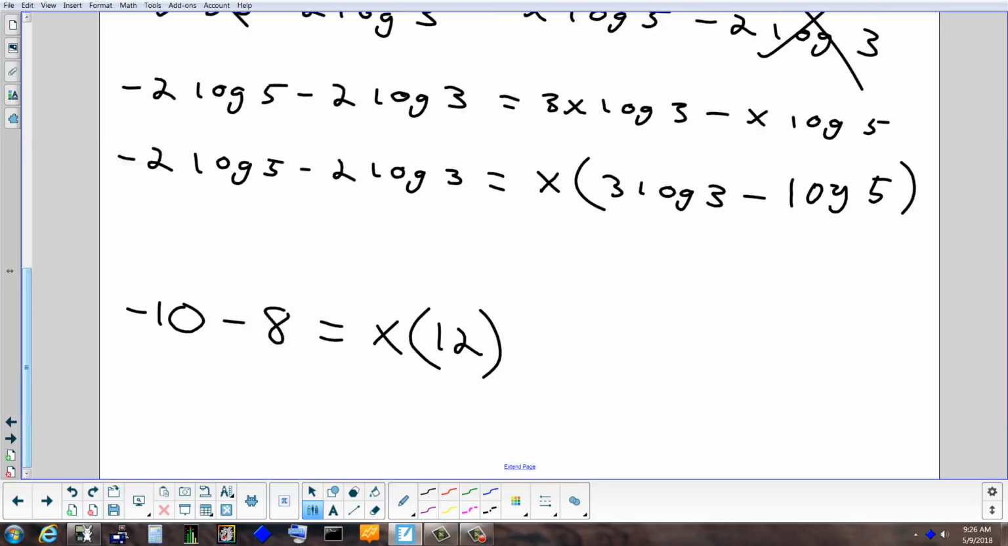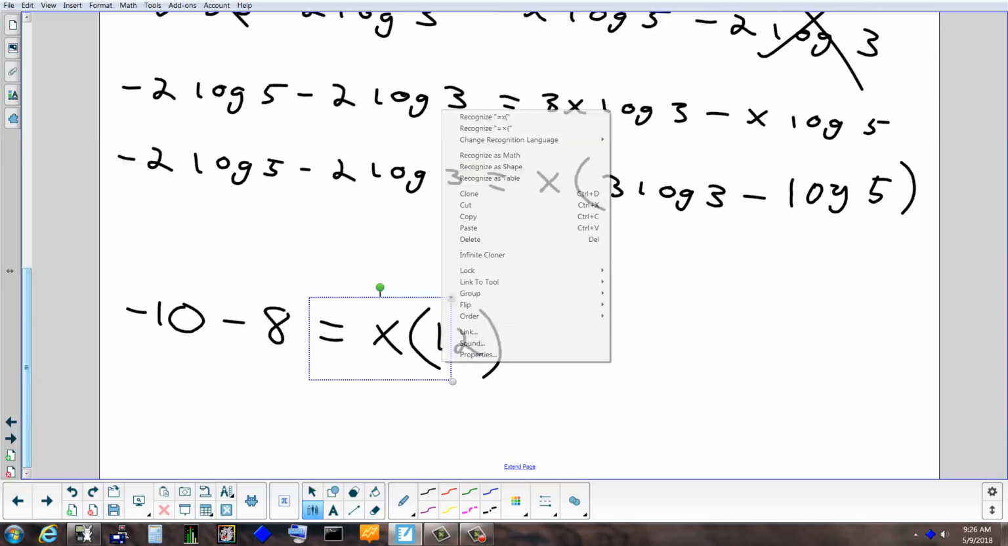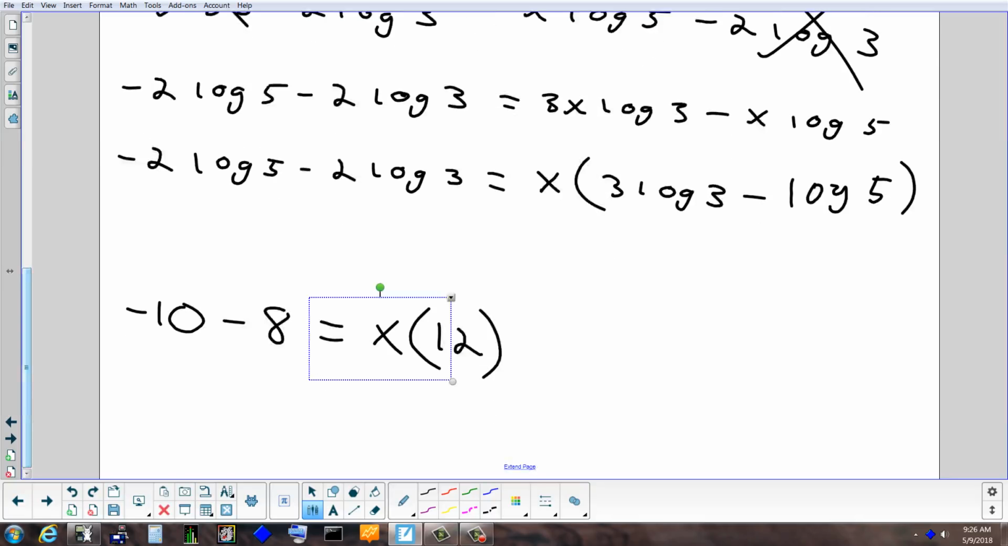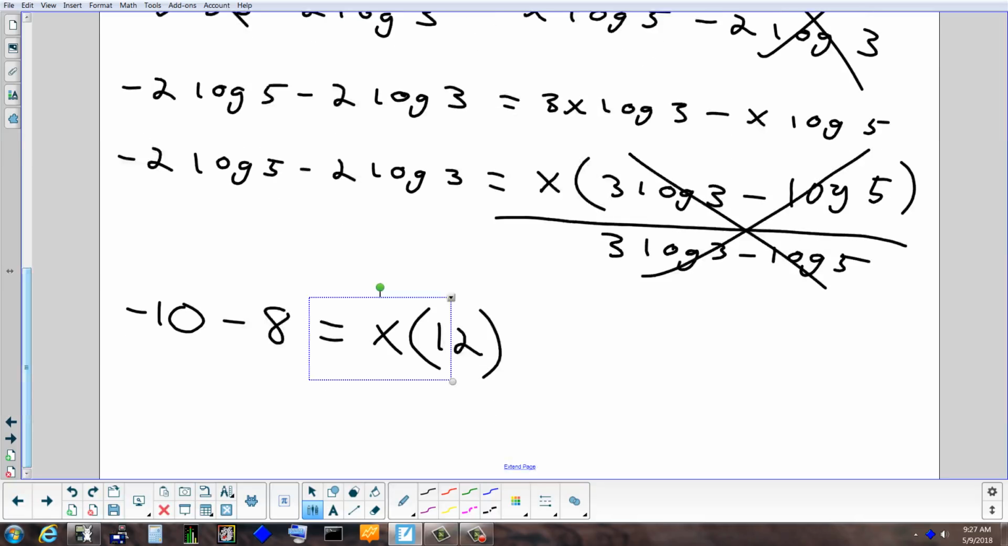So how would I move the number to the other side? What operation would I use? Division. So divide by the number that's next to x. In this case, it's a 12. In this case, it's whatever this number is. Just divide each side by it.